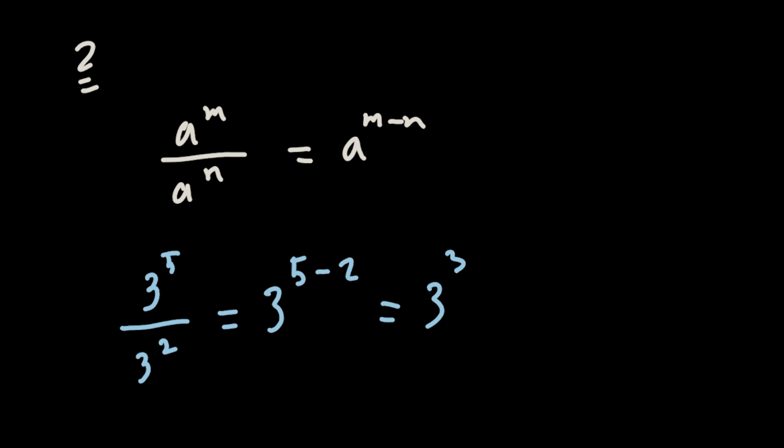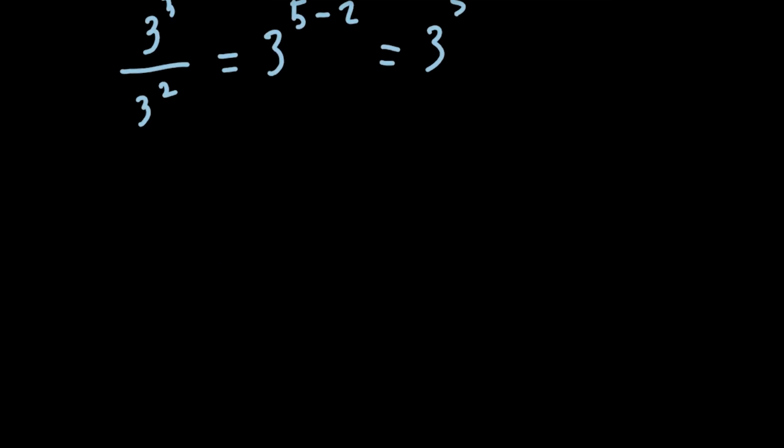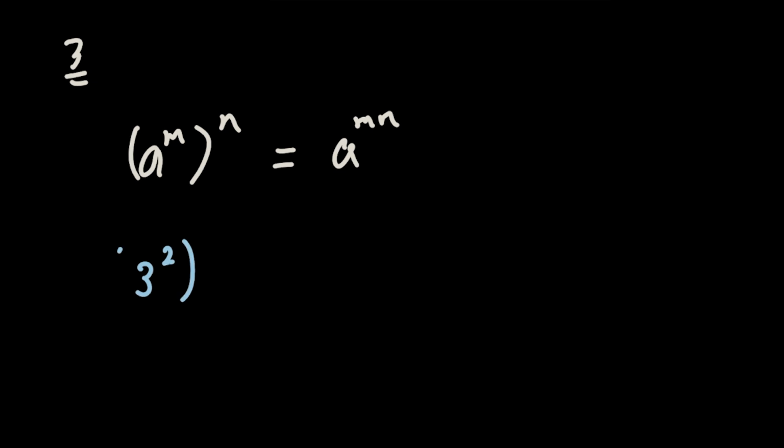Let's see the next property. Property number 3 says if we have a to the power m all to the power n, that would equal a to the power m times n, so we will just multiply the powers. Let's see an example. If we have 3 to the power 2 all to the power 5, the result will be 3 to the power 2 multiplied by 5, and that would equal 3 to the power 10.